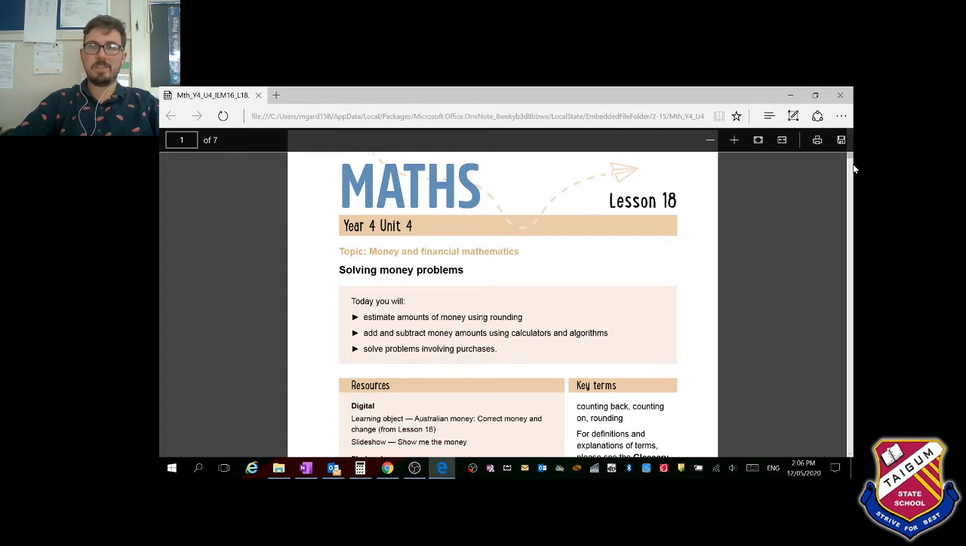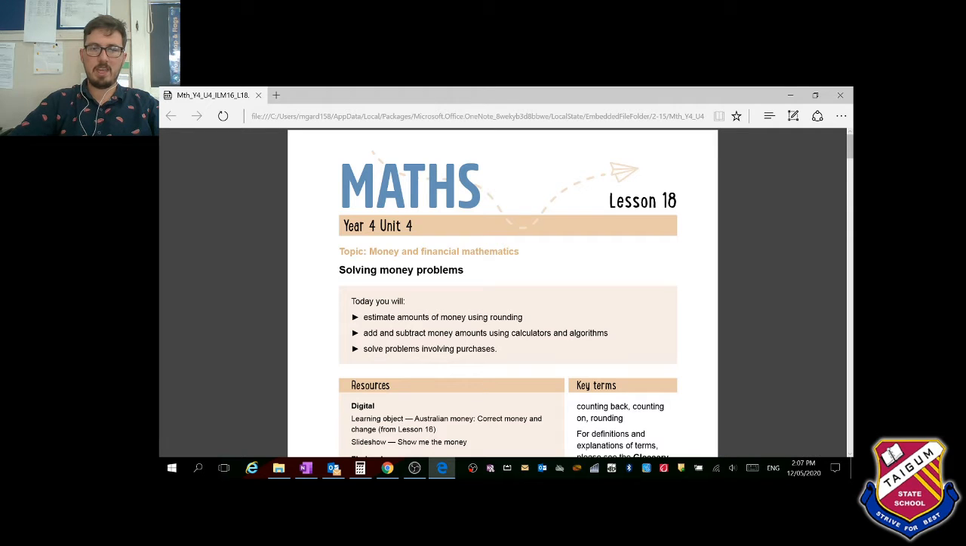Today I'll be taking you through today's math lesson, which is focused on solving money problems. So we've learned about things like rounding, things like estimating, and now we're going to implement some of those strategies into calculating change.